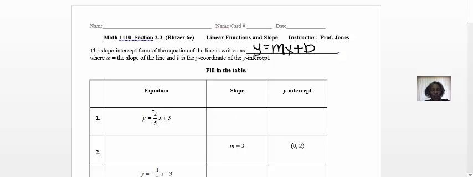So when I look at this first equation, y equals 2/5 x plus 3, the slope is always simply the number that is multiplied by x when y is on one side of the equation by itself and everything else on the other side is written in simplest form. So the number times x is 2/5.